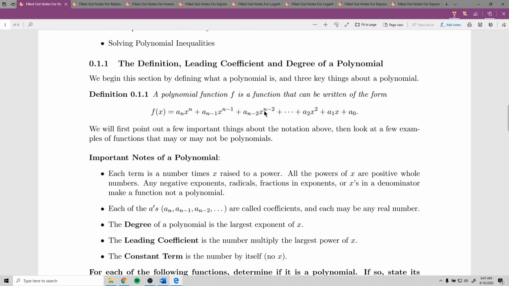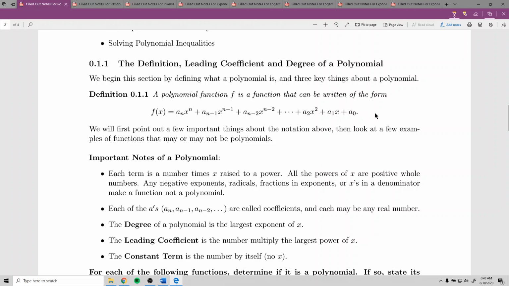So the exponent goes down to n minus 2. Imagine if n was 10, then this would be x to the 10th, x to the 9th, x to the 8th, and so on, down to x to the second power, x to the first power, and then no x at all, x to the 0 power. The a's here are called coefficients, and they're just real numbers.